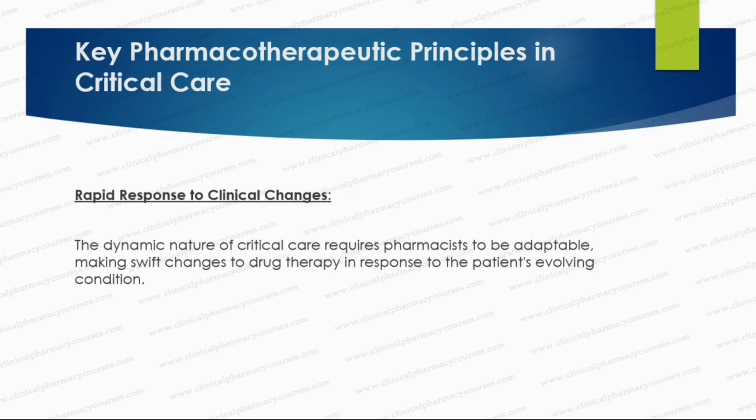The dynamic nature of critical care requires clinical pharmacists to be adaptable, making swift changes to drug therapy in response to patients' evolving condition. And that's one of the reasons that makes the ICU or critical care area very fast-paced and scares some clinical pharmacists from practicing in such an area, because someone might not be as fast as they should, and may not be able to cover a critical care area in that case.